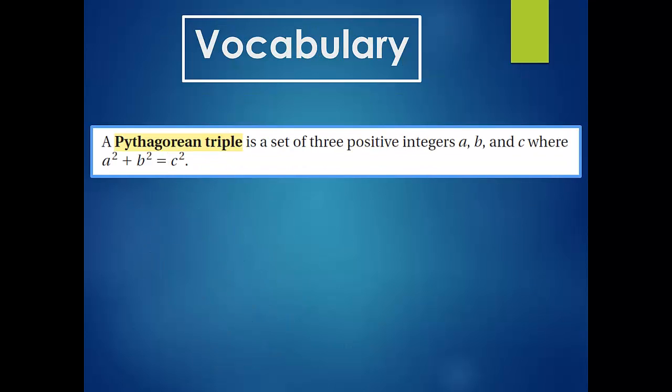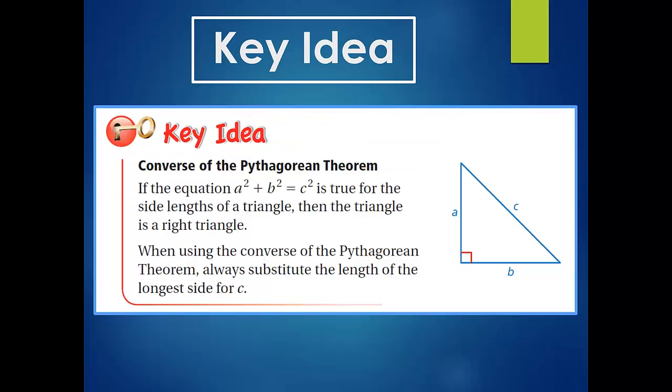Now we have a vocabulary word, and it's Pythagorean triple. A Pythagorean triple is a set of three positive integers a, b, and c, where a squared plus b squared equals c squared. Now for our key idea, the converse of the Pythagorean theorem: if the equation a squared plus b squared equals c squared is true for the side lengths of a triangle, then the triangle is a right triangle. When using the converse of the Pythagorean theorem, always substitute the length of the longest side for c.